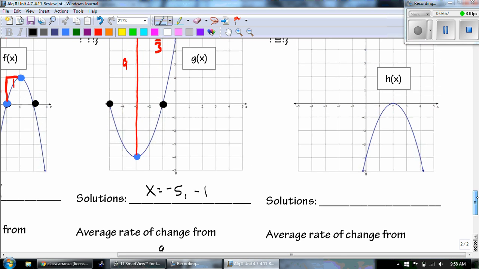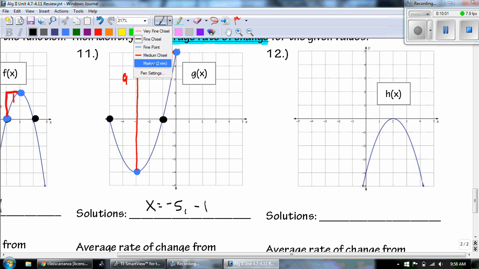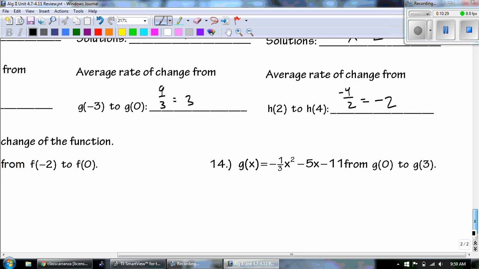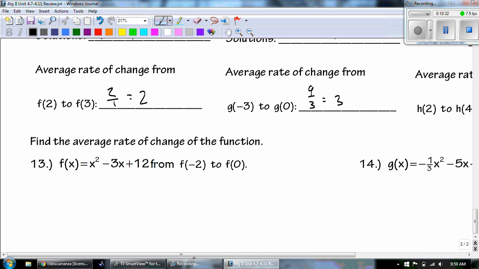You are all on your own for number 12, okay? I'll just help you out with this solution. Okay, pause the video. Good luck. Okay, so my solution was at x equals 2. And then the average rate of change between h of 2 to h of 4 is negative 2. All right, we're almost done. Just find the average rate of change to the function.